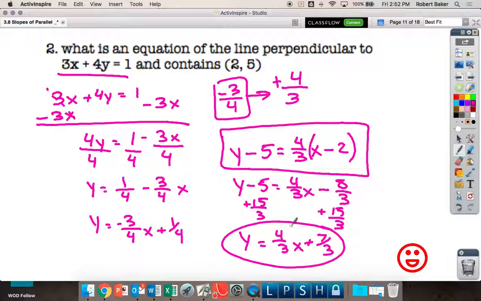There's more. What if I change this back to standard form? You can do it. So I multiply everything by 3. I get 3y equals 4x plus 7. Subtract 4x from both sides. Negative 4x plus 3y equals 7.